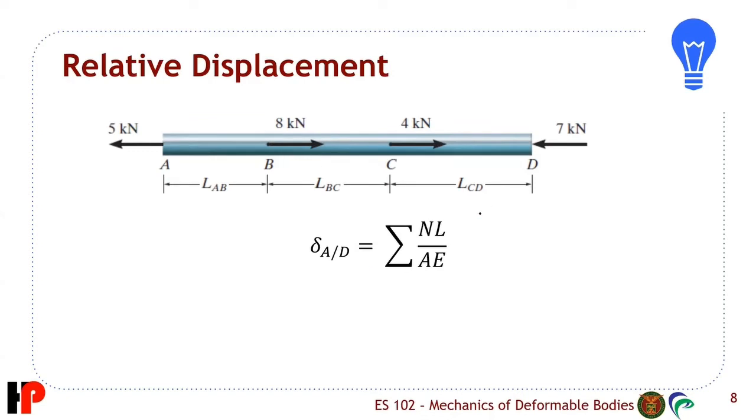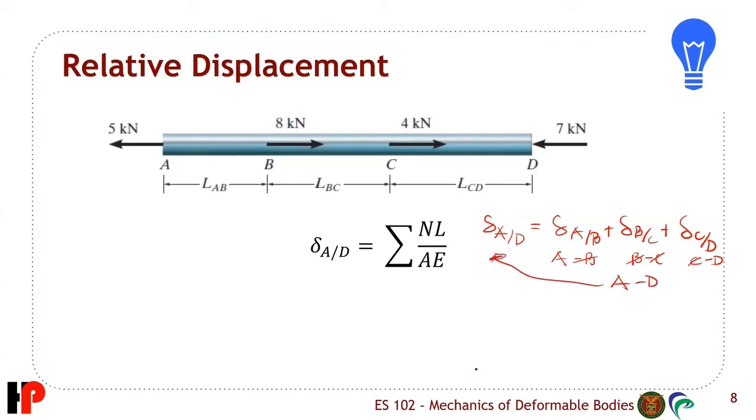Now, delta A with respect to D is actually equal to delta A with respect to B plus delta B with respect to C plus delta C with respect to D. Bakit nagkaganon? Kasi ito ay A minus B, ito ay B minus C, kasi ito C minus D. So, papansinin nyo, makakancel itong B, kasi ito makakancel, such that you're left with A minus D, which is the same as this one. Okay?